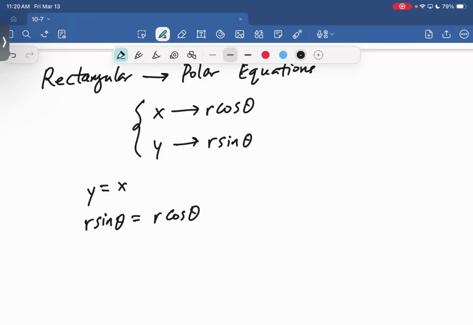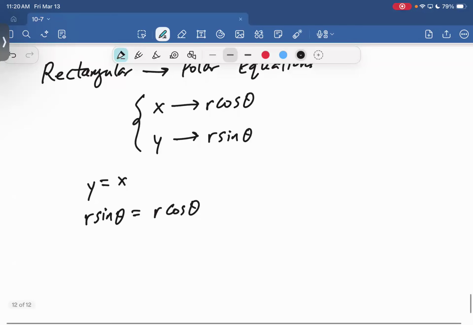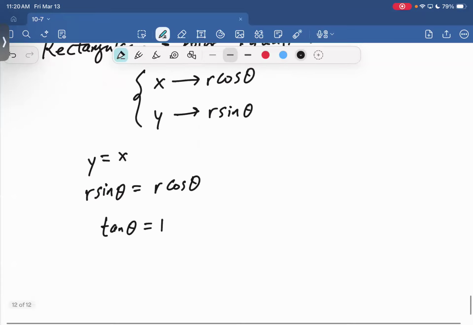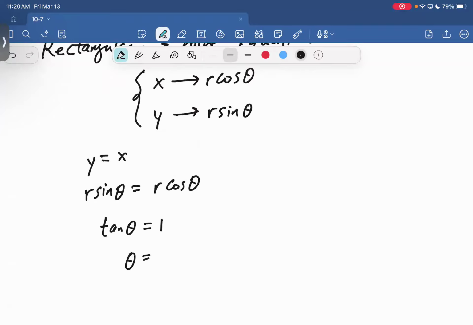And then generally we want to make everything on one side. And so we can divide both sides by r and also divide both sides by cosine. And that would give us tangent theta equals 1. And then we should simplify and go further. And we could say theta equals pi over 4. And so that would be our polar equation.